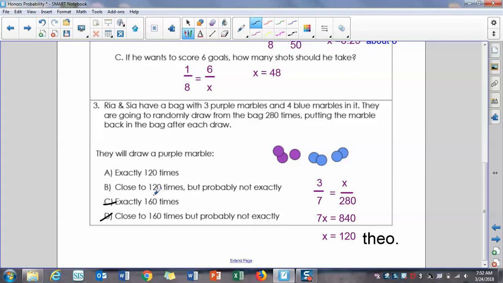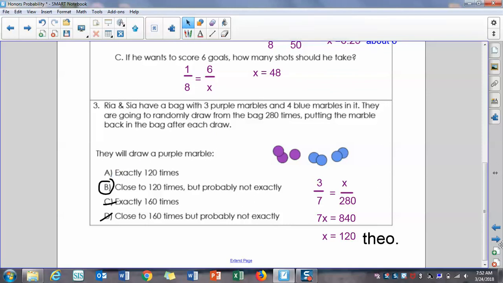B is saying, okay, so it should be close to 120, but probably not exactly. Remembering what we talked about, theoretical is what should happen, what we expect to happen, but in our experiment, that's not always the case. So the best answer here is B. It should be really close to 120 because 280 is a large number, but it won't probably be exact.